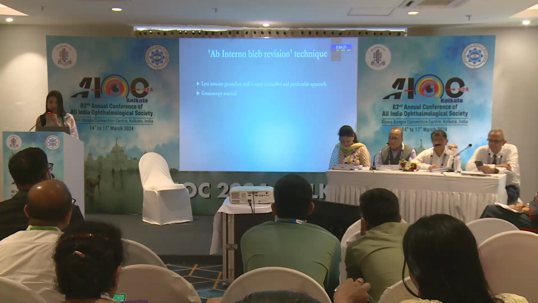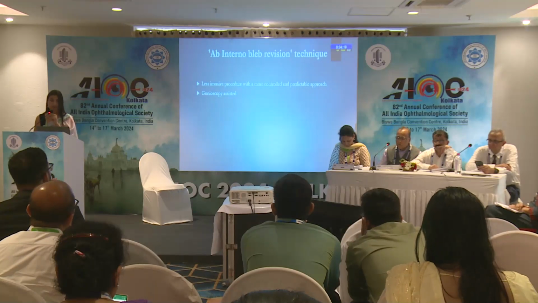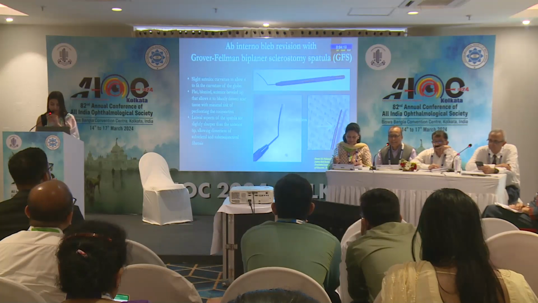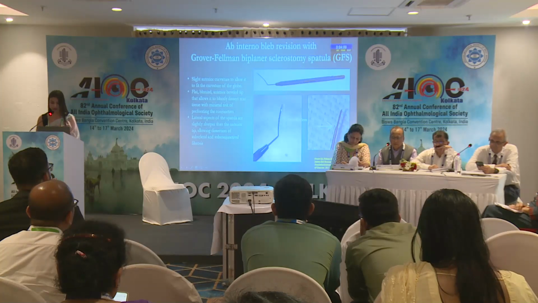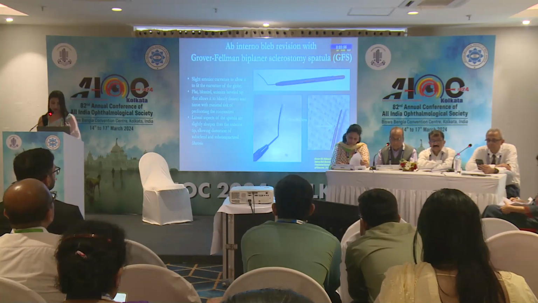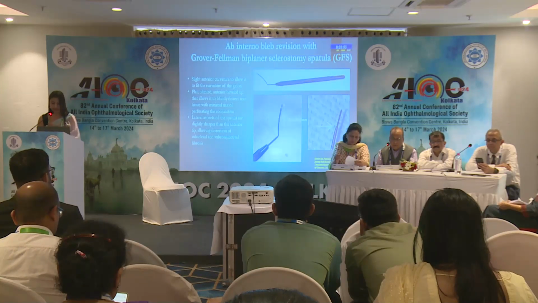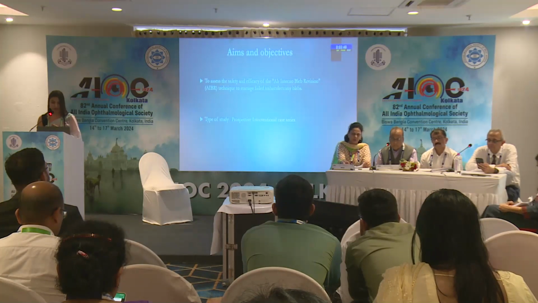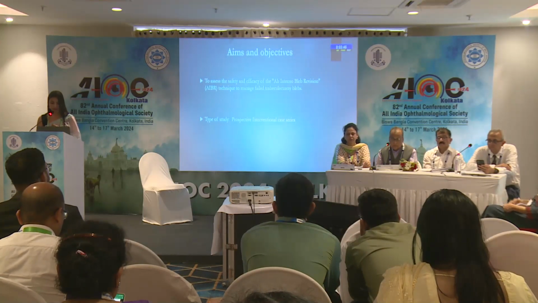Ab interno bleb revision is a less invasive procedure with a more controlled and predictable approach. This is the Grover Feldman biplanar sclerostomy spatula, no financial interest. The distal end of the spatula is 20 mm long and 0.5 mm wide. The sides are cutting and the tip is flat and blunt, so it allows dissection of subscleral and subconjunctival fibrosis, and it has a slight anterior curvature so that it fits along the curvature of the globe. The aim of this study was to assess the safety and efficacy of ab interno bleb revision.